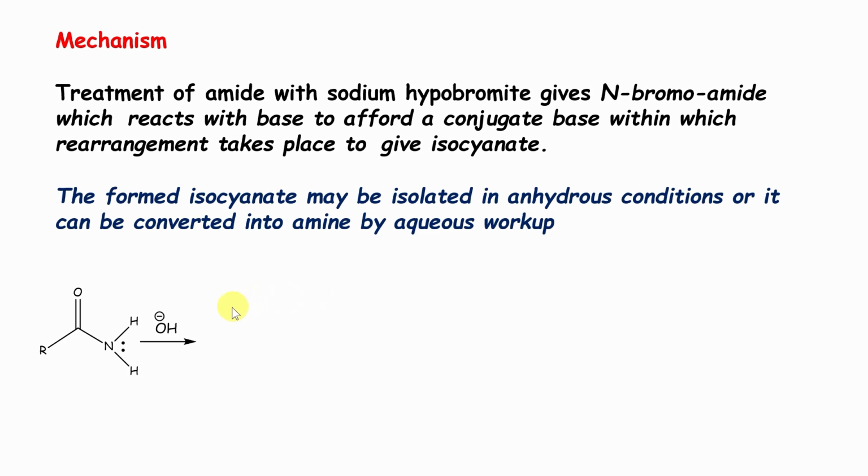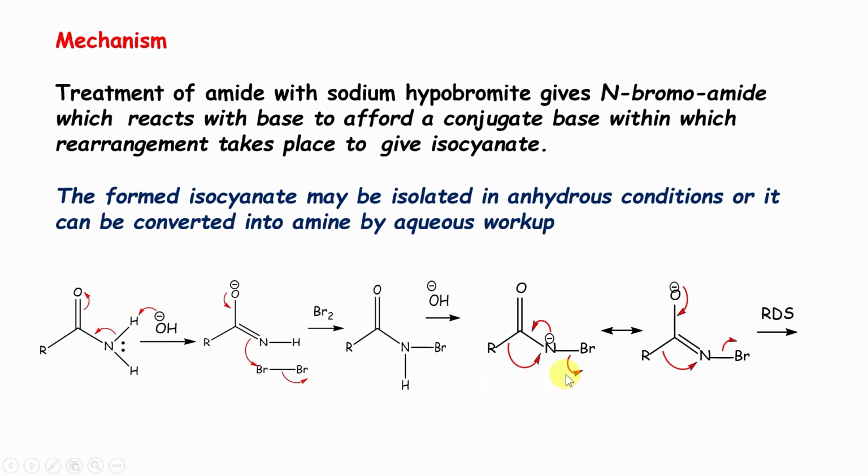See the mechanism. First of all, the amide will be attacked by a strong base like sodium hypobromite or sodium hydroxide in bromine. The hydroxide ion captures a proton from this amide to form this anion. Then bromine attacks nitrogen to form N-bromoamide, and then the hydroxide group of alkali captures this proton, forming these anions.